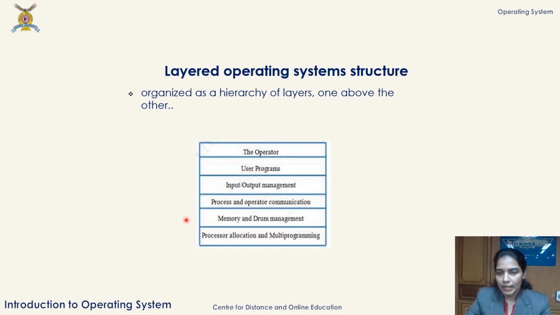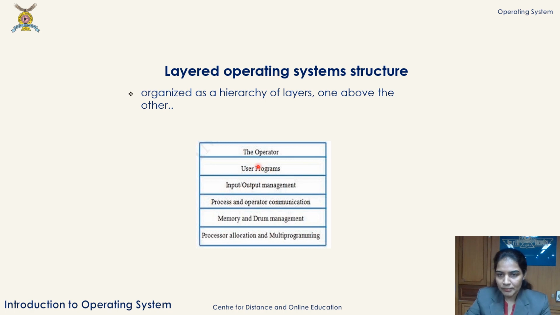Layer 1 is responsible for memory management as well as disk and drum management. It allocates the memory to process. The layer 1 takes care of swapping and other memory management functionalities. The layer 2 is about process and operator communication. So here this layer is responsible for communication between the process and the user, the operator. The layer 3 takes care of input output management regarding any input output devices connected to your operating system, to your machine.